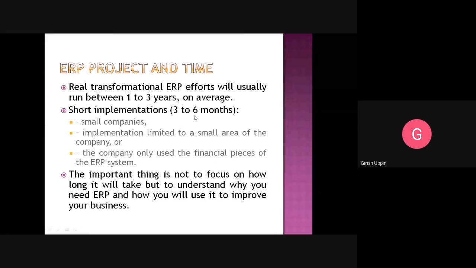Short implementation, 3 to 6 months. Small companies, implementation limited to a small area of the company, or the company only uses the financial pieces of the ERP system. So shorter implementation can happen if the companies are really small, not very complex, and sometimes the implementation is limited to only small areas, as I told you, maybe just the CRM, or maybe the accounting software, maybe the supply chain management module. If the implementation is module wise, then that can be with a shorter implementation time.